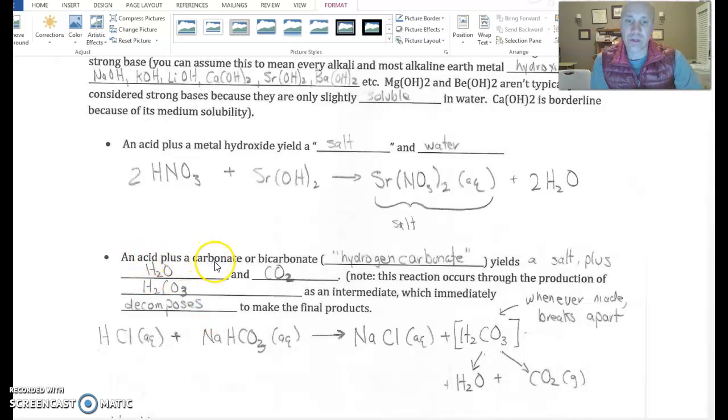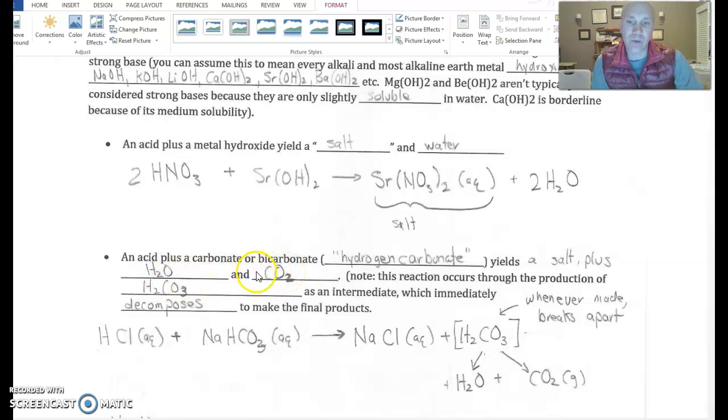So another common example is when an acid reacts with either a carbonate or a bicarbonate. A bicarbonate is sometimes called a hydrogen carbonate, but most of the time, I would argue, chemists call it bicarbonate. For example, NaHCO3 is just common baking soda, and most people call that sodium bicarbonate. So when this happens, it's going to yield a salt plus water and carbon dioxide.